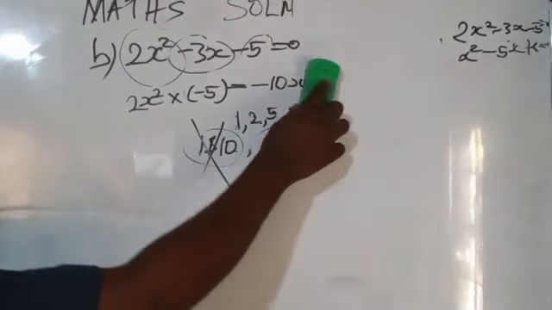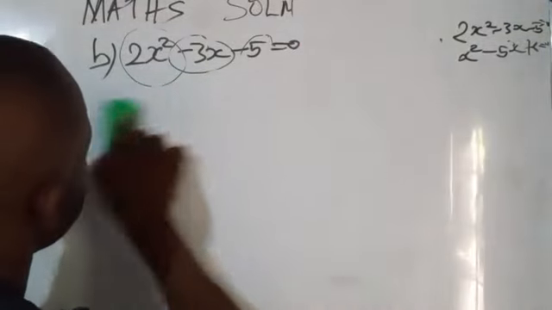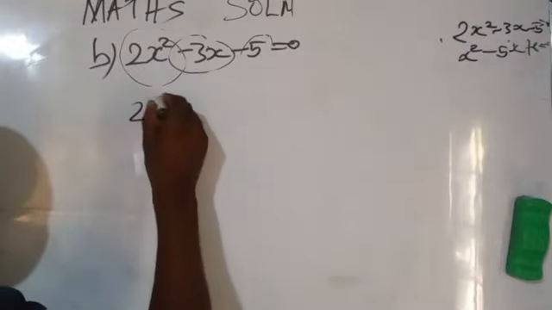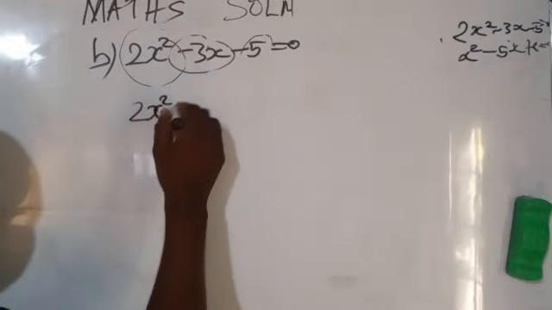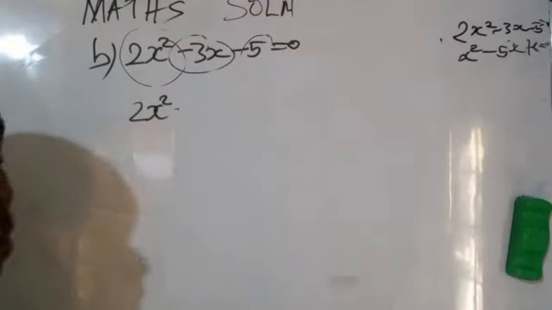So we are going to use 2 and minus 5. So that we'll have 2x squared, which is this 2x squared. We bring it down. Then this middle term will change, which I said in our previous video.